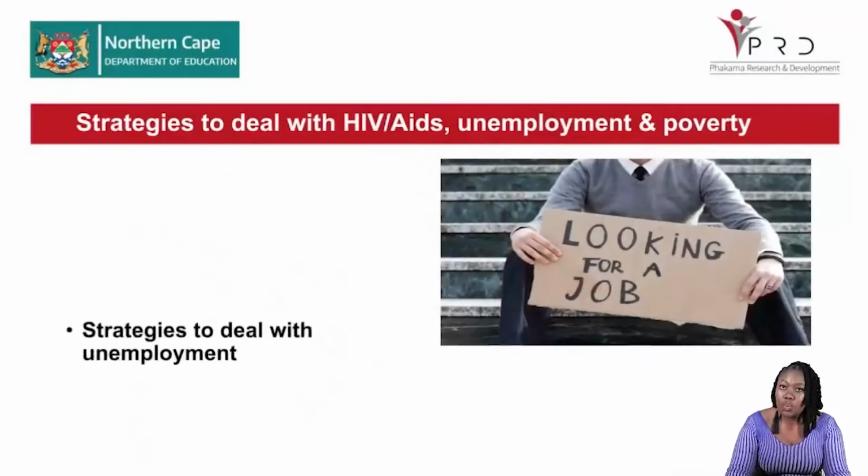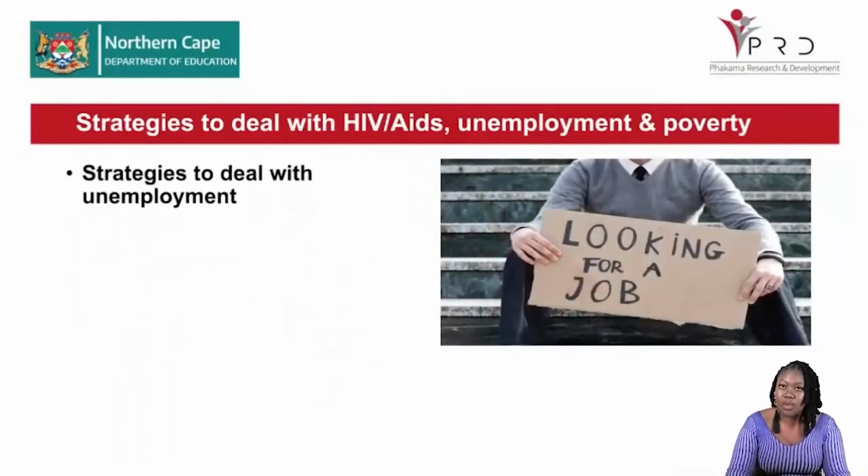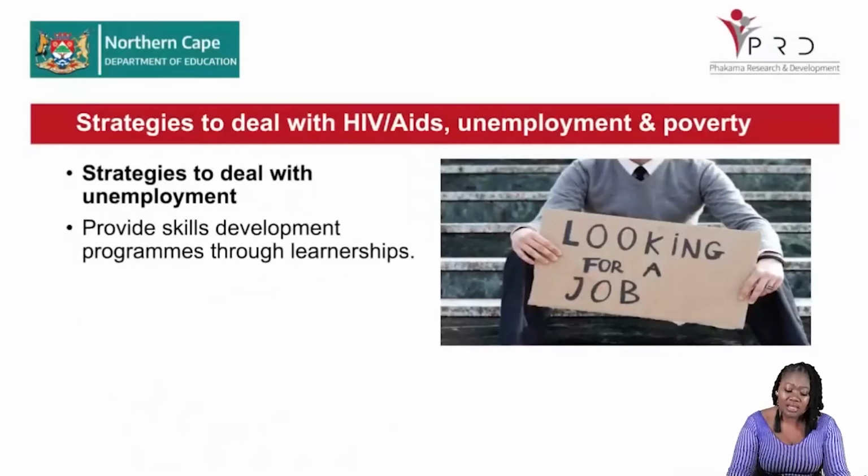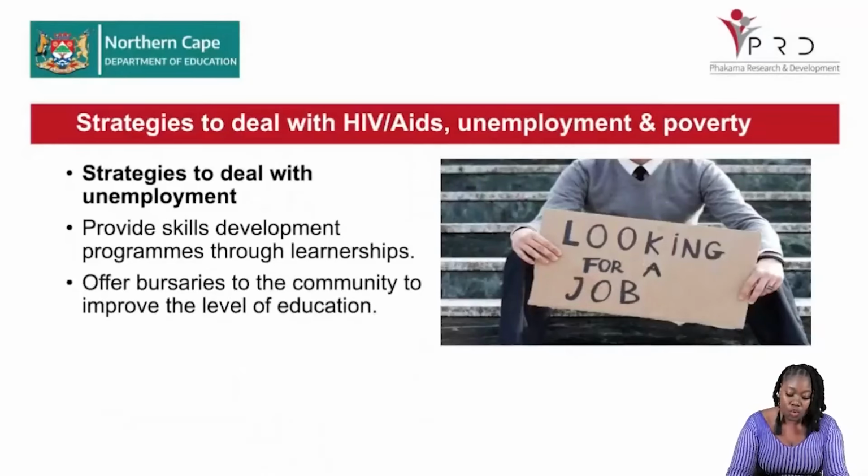Now let's look at ways to deal with unemployment. What are the strategies that businesses can use? Businesses can make sure that they provide skills development programs through learnerships. These are the strategies to make sure that we at least reduce or cap unemployment. Businesses can also offer bursaries to the community to improve the level of education, and in return, the level of education might actually give them an employable skill.